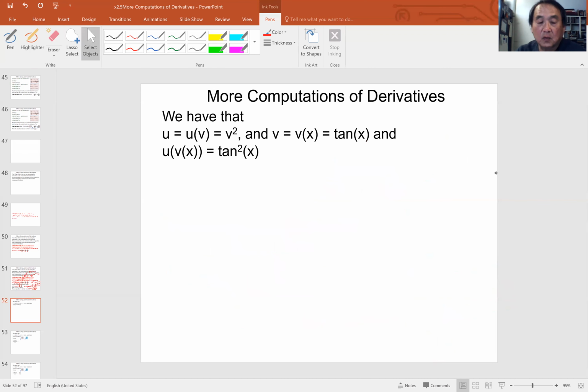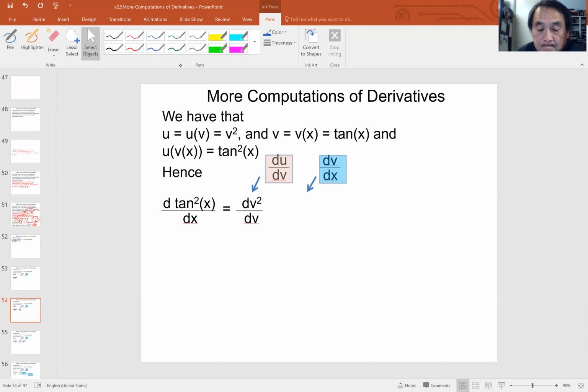So here is how it works. This is one version of the chain rule, one way to do it. Here we go. We have u is v squared, and v is tangent of x. So the derivative of u composed with v, tangent squared of x, is going to be du/dv, which is 2v, times dv/dx, whatever v is in terms of x, the derivative of tangent of x with respect to x.